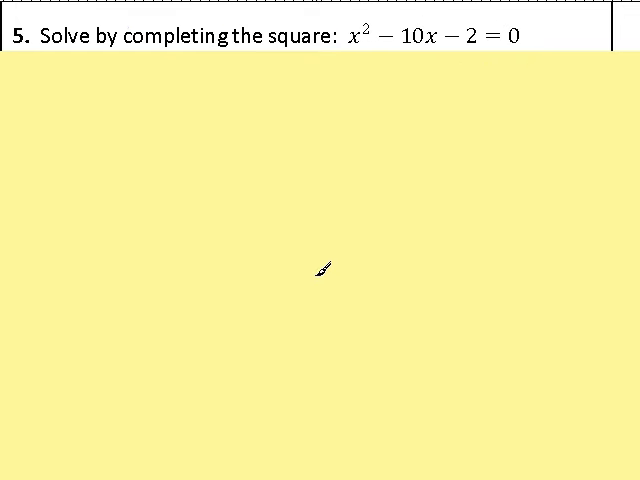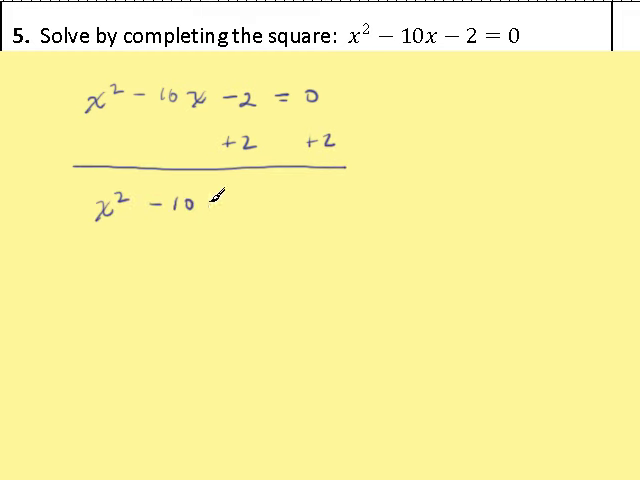In number 5, we're told specifically to solve by completing the square. All right, so let's do that. The first step is take the constant and bring it over to the right. So we have x squared minus 10x minus 2 equals 0. So step 1 is add 2 to both sides. And that gives us x squared minus 10x is equal to 2.